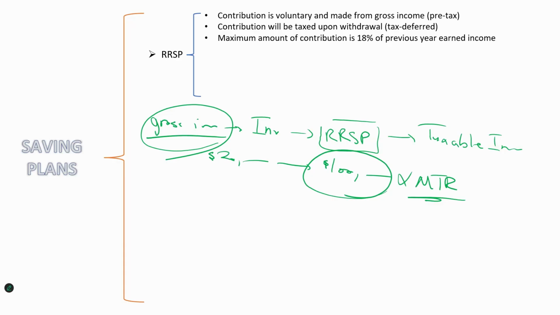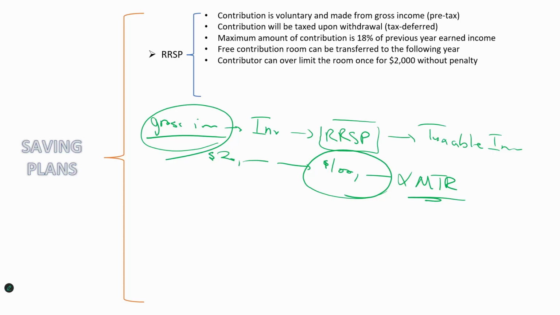And it is carried forward as well. So if you haven't used your contribution room in the previous years, you can use all of it at once if you want to. And most importantly, this might come in the questions: how much can you over contribute, right? So you contribute more than your limit. You can do that once without penalty, up to $2,000. So if they ask, what is the maximum amount this person can contribute without any penalty? It is going to be whatever the contribution room was from the previous years. You add all of that, and you can add another $2,000 to it as well. And they can only do that once.